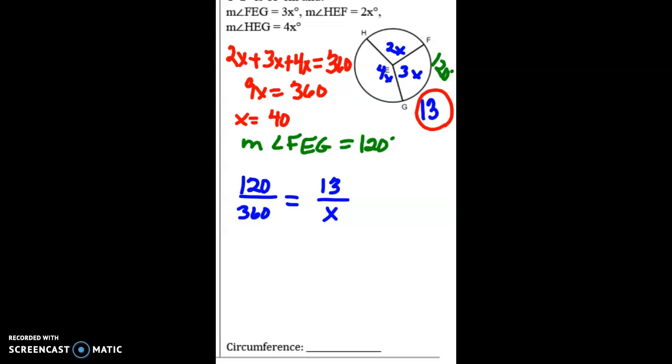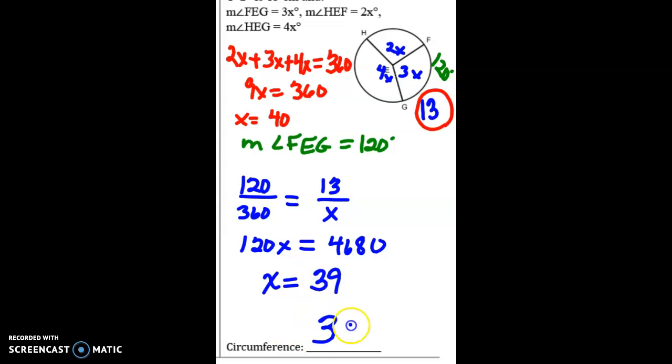Okay, now we're just going to do a little bit of arithmetic. And that is 4,680, I believe. And then we're going to divide both sides by 120. And we get 39, and so this will be 39 centimeters.